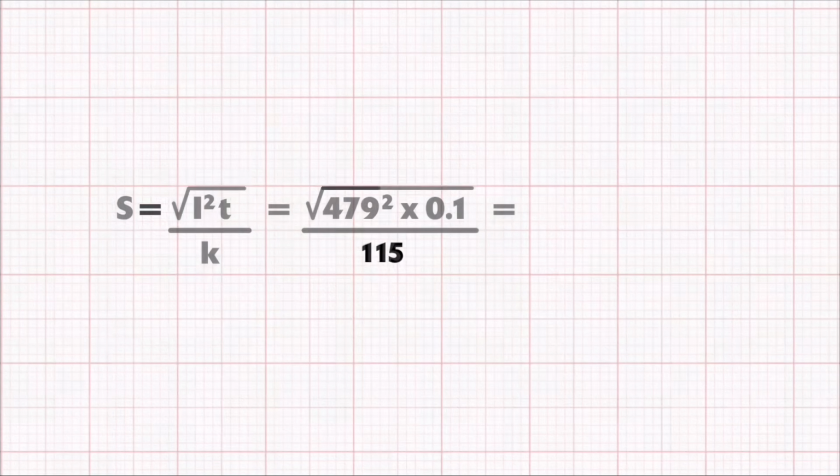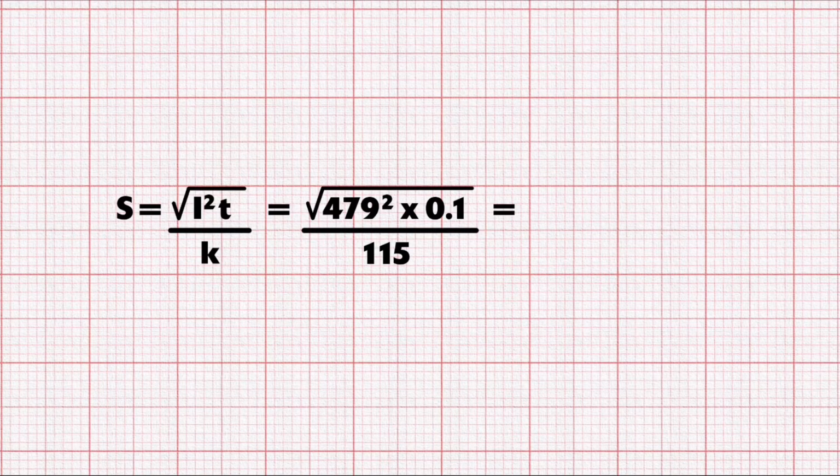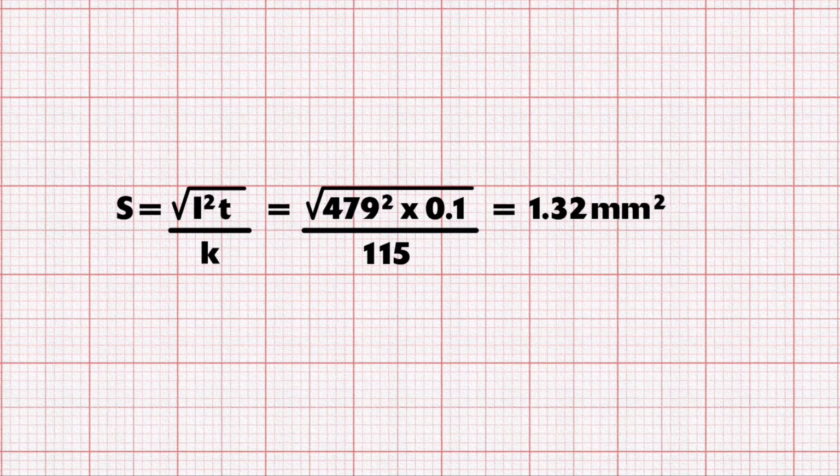So now we've got all the numbers we need, the formula looks like this. S equals the square root of 479 amps squared multiplied by 0.1 seconds and then divided by 115. We come out with approximately 1.32 to 2 decimal places. Remember, this value is the minimum size of protective conductor that we need to use to keep our circuit compliant. Obviously, there's no such thing as a 1.32 millimetre squared conductor, so what do we do?